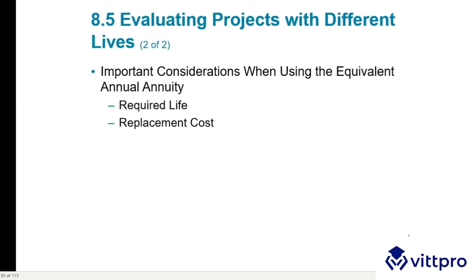Let's say the replacement cost at the end of the years is going to be different, because the price may increase or decrease, or there may be other considerations, such as different models of the machines becoming available at that point in time. Those are the additional considerations when you are using this method of equivalent annual annuity.